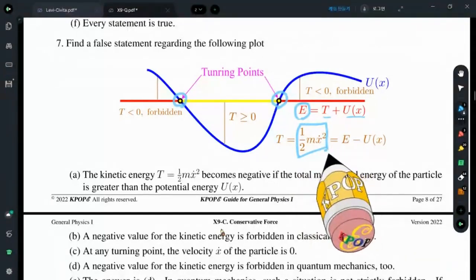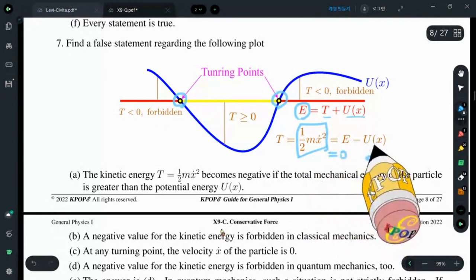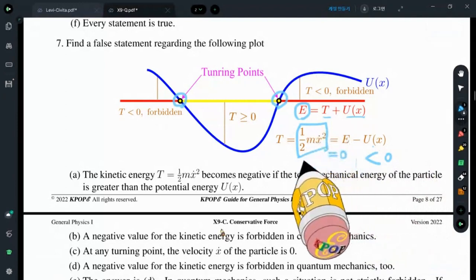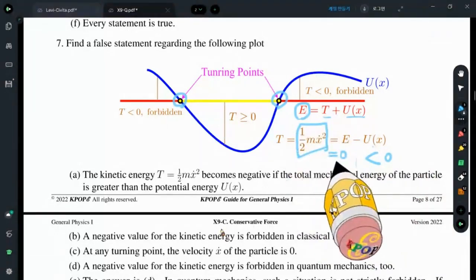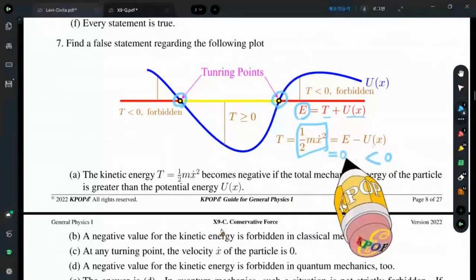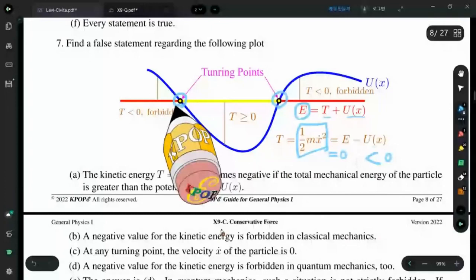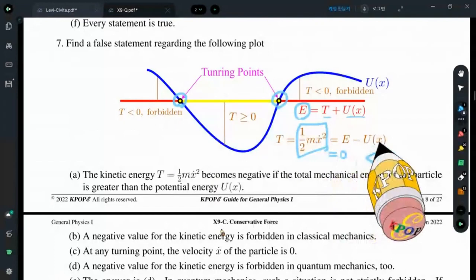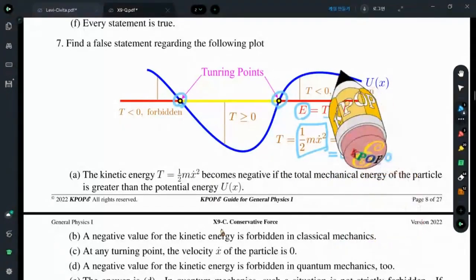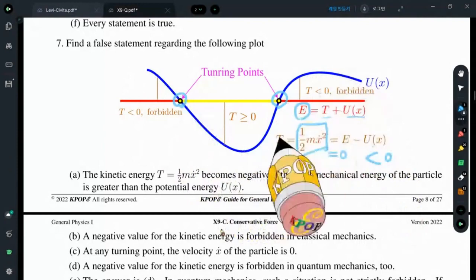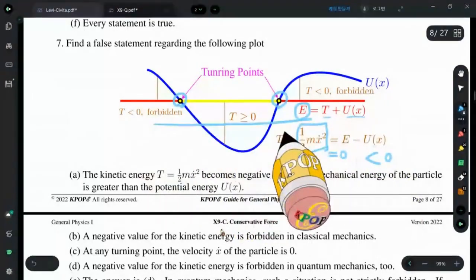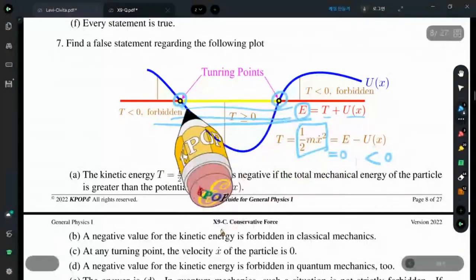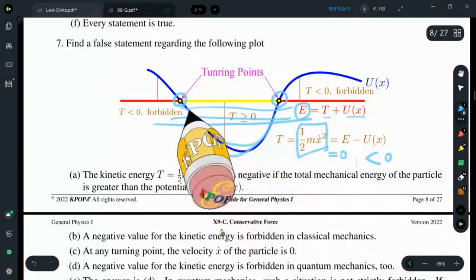At least it should be zero, but it can never be negative because it is a real number squared. So this is positive, or at least zero. The zero point is called the turning point, and a positive value means the total mechanical energy is greater than the potential energy. The blue curve represents the potential energy, and the total mechanical energy is greater than the potential energy. That means this is the physical range of the particle.